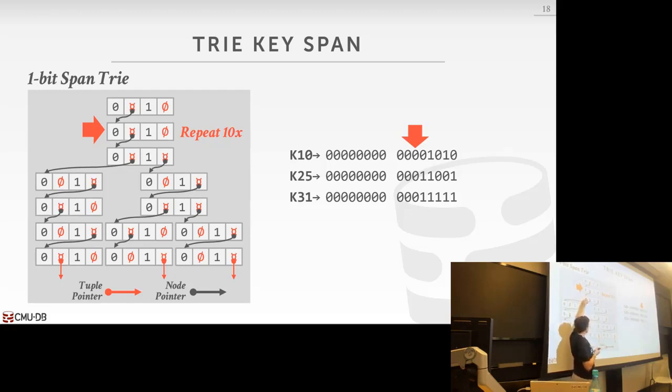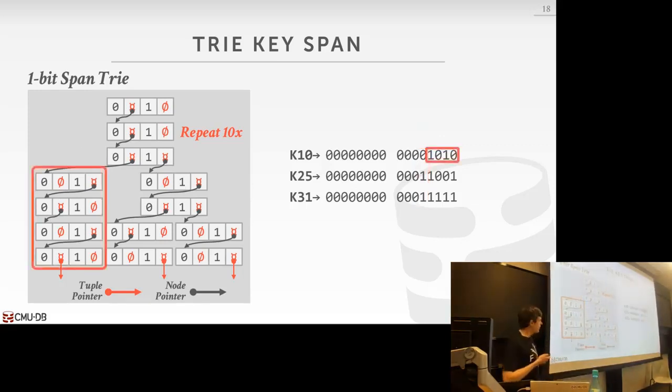At every single position, there's a path going down, and one doesn't have anything. But now when I get to this position here, I see there's a difference. For key 10, its bit at this position is 0, so there's a path going down to this side. For the other two, it's 1, so there's a path going down here.